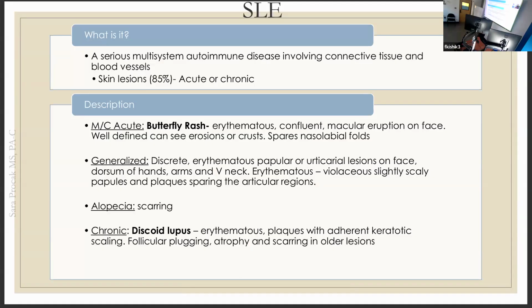In case I didn't mention this before, SLE is an autoimmune disease that's going to affect pretty much all of the organs and the skin, the connective tissue in the body. About 85% of the time, there are going to be skin lesions present in your patient who has SLE. Sometimes it's the very first manifestation of the disease, so it's good to be aware of these presentations.